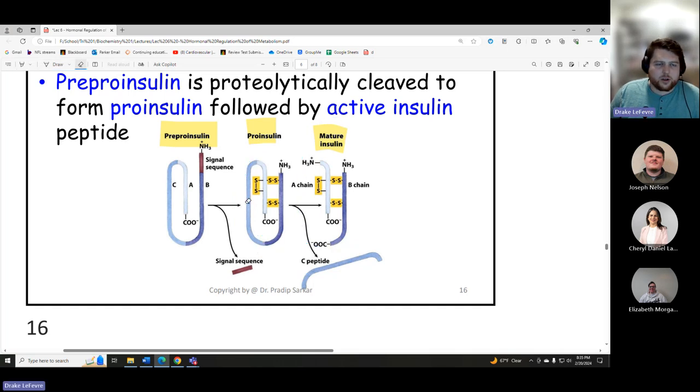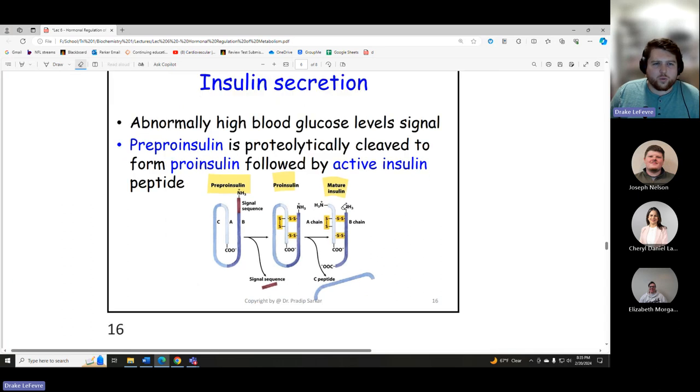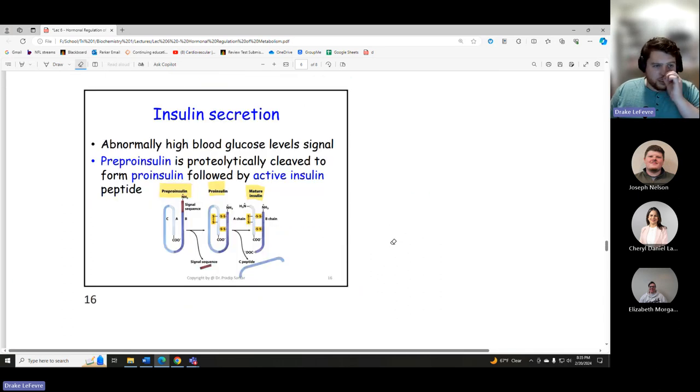Like I said, the way that he'll word the question is something along the lines of, before the release of the signal sequence in the formation of proinsulin, what was the formation called? Pre-proinsulin. So just know those three words, those three steps, what they are, and then what comes off for them to mature.